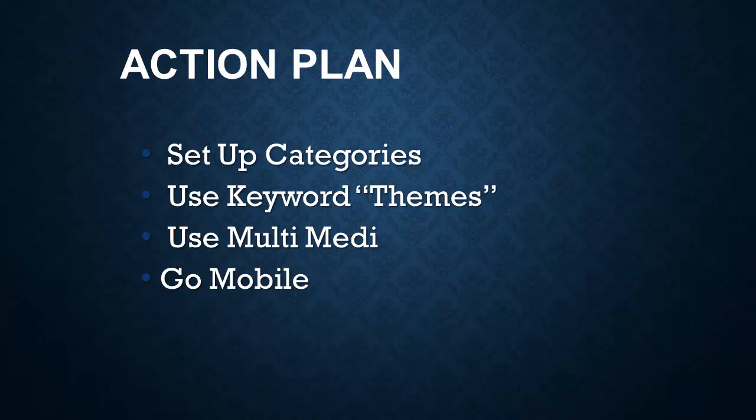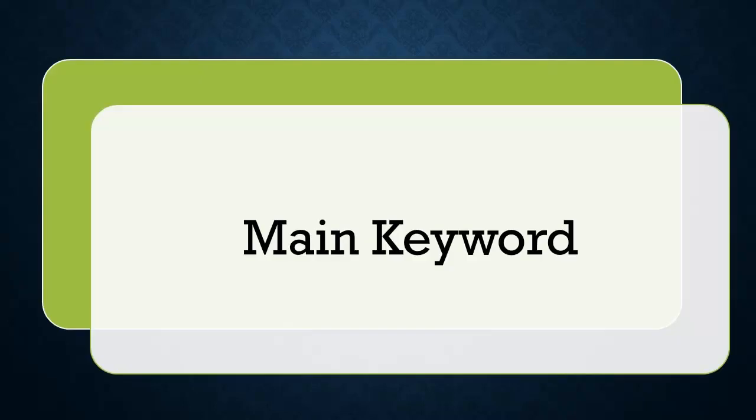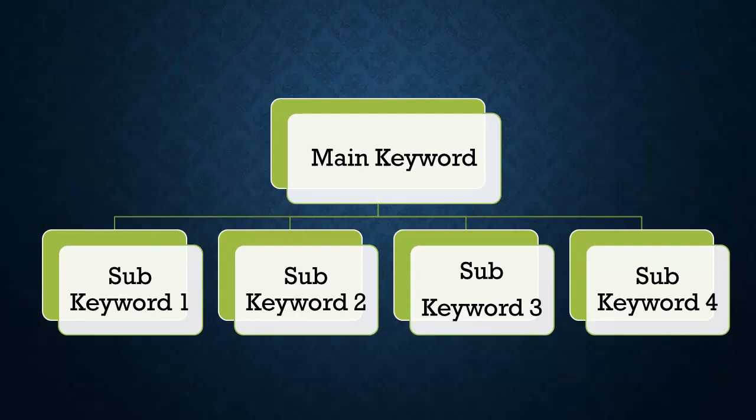Here we go. Here's an idea about how to do that. We take a main keyword, and then we're going to get a number of sub-keywords, so probably four sub-keywords. So take a main keyword for your site. If you're working with an existing site, here's my thought. Go to Google and go to your analytics and see what is your top money page.